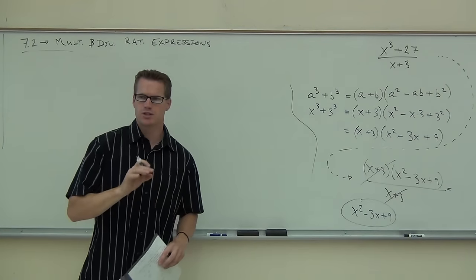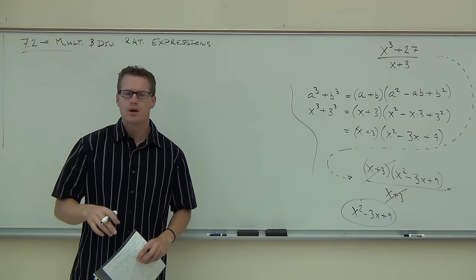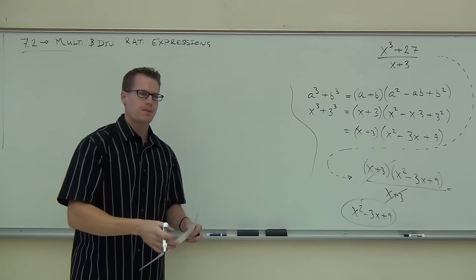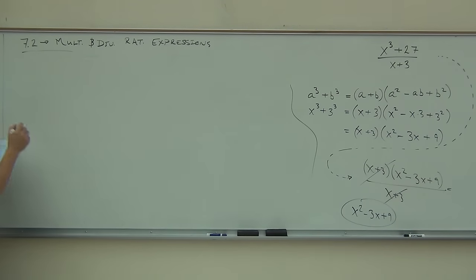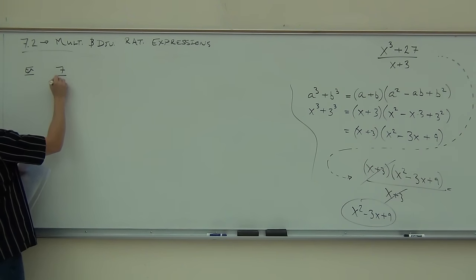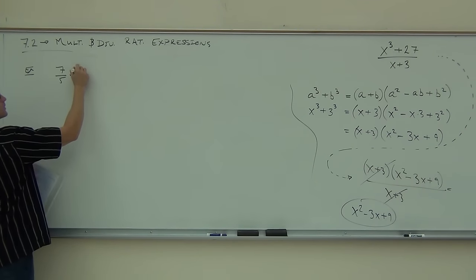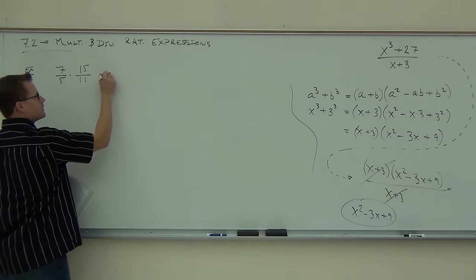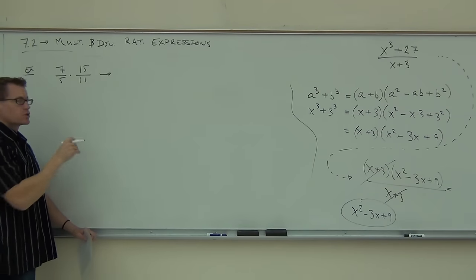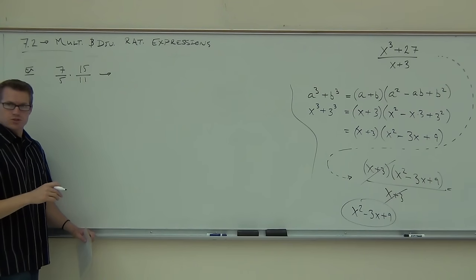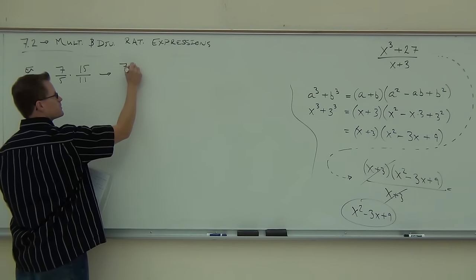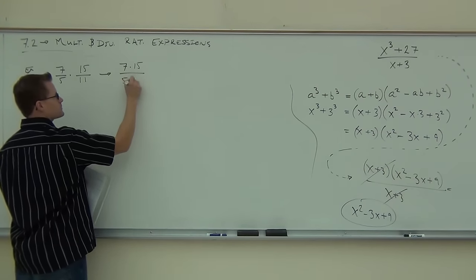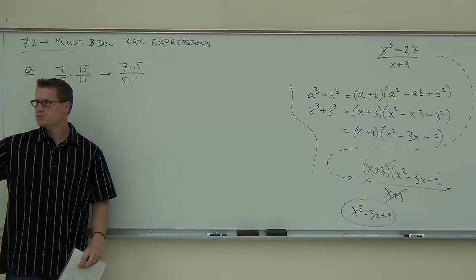Very much like working with fractions. With fractions, you really have two options, right? Here's your two options for multiplying. If I just give you some regular old fractions, we can do something like that. You could multiply the numerators, couldn't you? Do like 7 times 15, 5 times 11, because we know when we multiply fractions, we just go straight across.